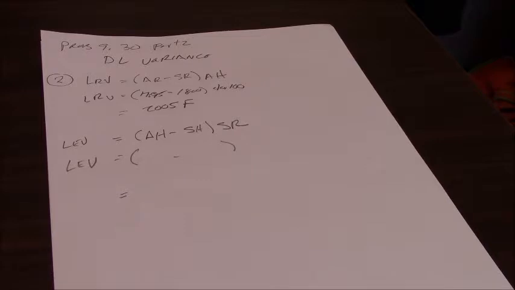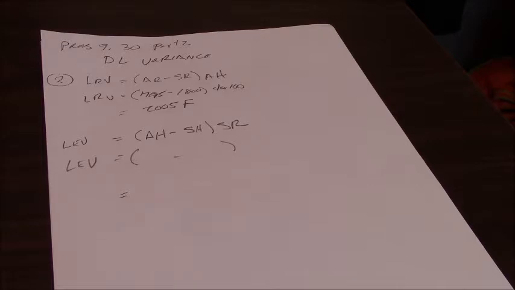Alright, so favorable means it's income increasing, and having a lower expense is favorable. Alright, the next variance we're going to look at is the efficiency variance. So how efficient was our labor doing the work? So that's actual hours minus standard hours times the standard rate.